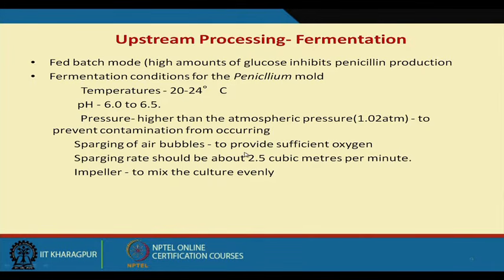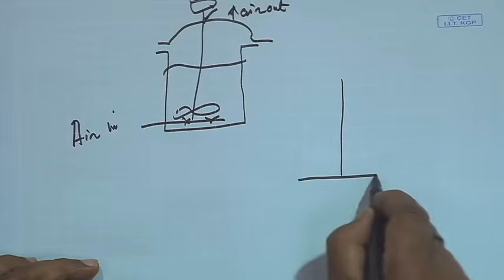And sparging air bubbles provide sufficient oxygen, because oxygen is sparingly soluble in water. The sparging rate is about 2.5 cubic meters per minute, depending on the volume of the fermenter. An impeller is used to mix the culture evenly. I have already shown you how it looks. The impeller is like this.